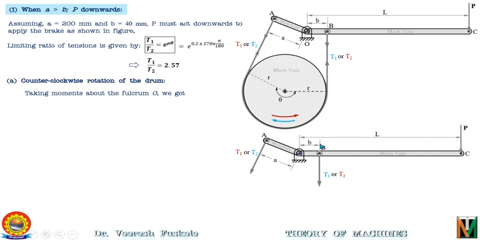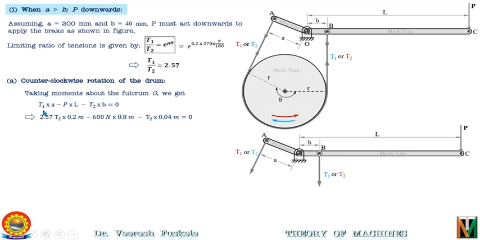Similarly, the moment of tension T2 will be in the clockwise direction and the magnitude will be T2 into B. So the moment equation can be written as T1 into A minus P into L minus T2 into B is equal to 0. The moments of force P and T2 are negative moments, or in the clockwise direction. Now putting the values of A, P, L and B in this equation, we have T1 into A, where A is nothing but 0.2 meters from here, and T1 is nothing but T2 into 2.57.